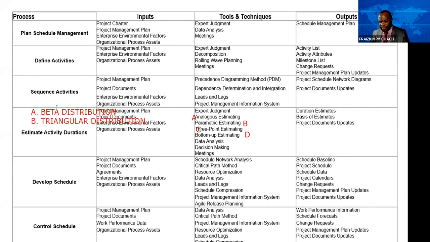Your boss has sent you to work on a brand new project with new technology, never been done before. Okay, which of these would you use? Beta or triangular? Brand new project, never been done before. No one in the company has a clue about this technology. Which one would you use?